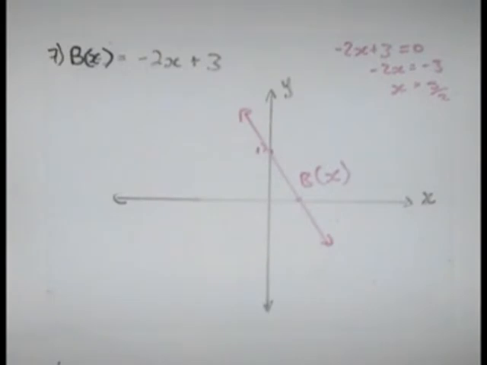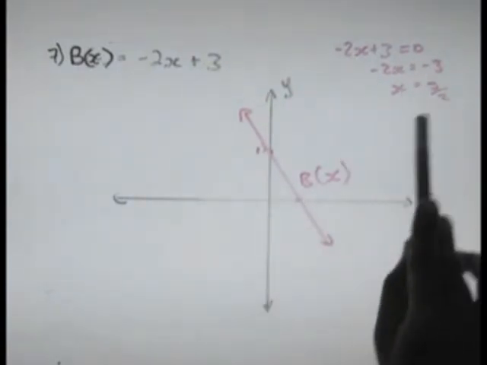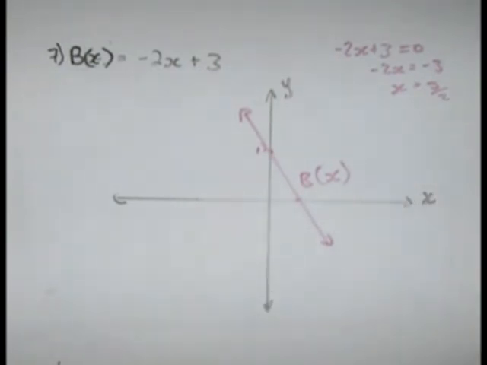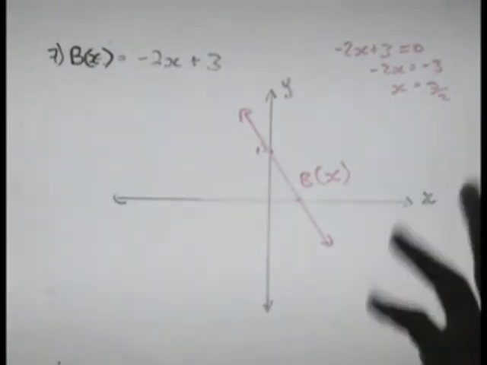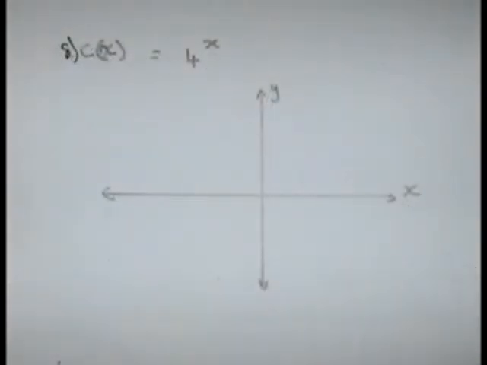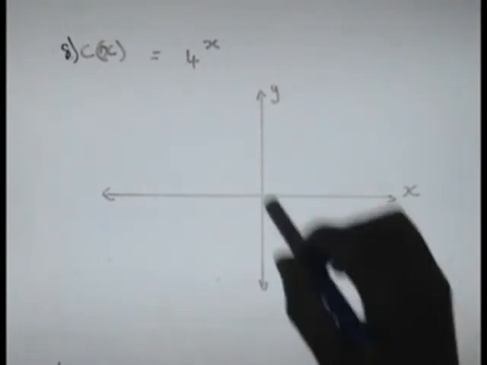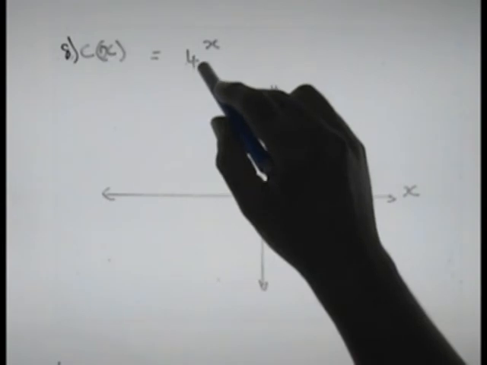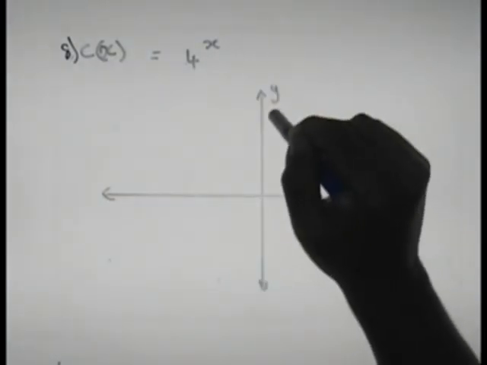Notice how straightforward and easy the straight line graph becomes as we progress on. Remember that we can only do this intercept method if it is a straight line graph. Make sure that you know it's a straight line graph before you do this. The next one we're looking at is c of x is equal to 4 to the power x. Now, unlike the previous few examples, this is not a straight line graph. This is an exponential graph.